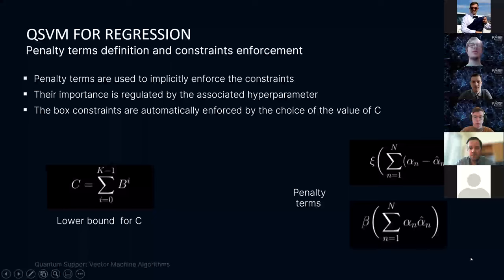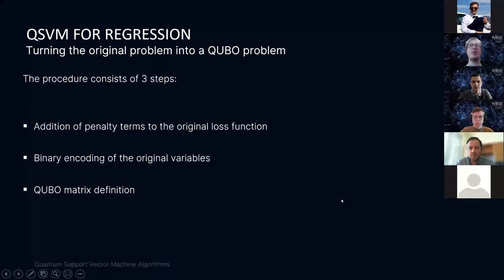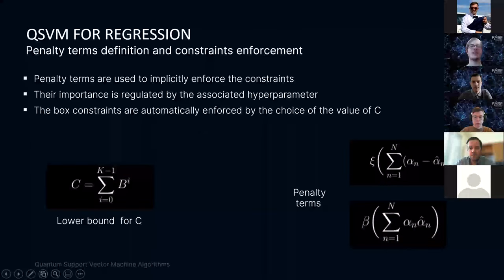One penalty term is a square penalty term controlled by the parameter C that is related to the third constraint. And moreover, we also add another penalty term, controlled by the parameter that I call beta, which is not an explicit constraint, but a constraint that needs to be satisfied itself, following the KKT condition of constrained optimization, which says that for each value of n, either alpha n or alpha hat n must be equal to zero. Therefore, the product must be equal to zero. So this is where this constraint comes in.